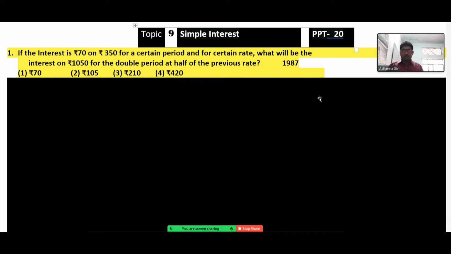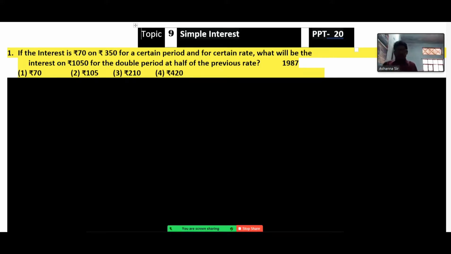Children, today we are going to learn topic 9, simple interest, PPT 20. Question number 1. If the interest is 70 rupees on 350 rupees for a certain period and for a certain rate, what will be the interest on 1050 rupees for the double period at half the previous rate? This is question number 1.